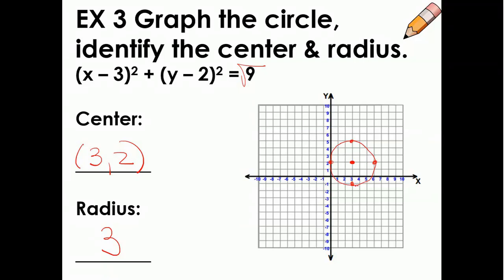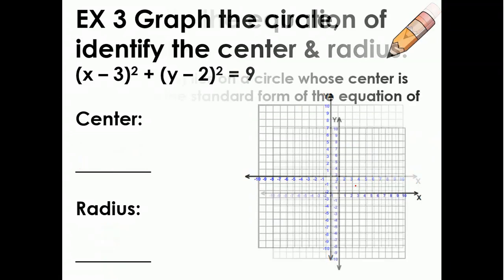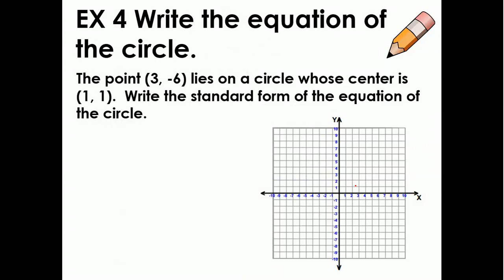And that is the equation, or the graph of my circle, at (3, 2) and my radius is 3. Now, what if you're given a point that lies on the circle and whose center is, let's say, (1, 1). We need to write the standard form of the circle. So if I start writing my equation out here, I know my center, right? I know the (1, 1). So I'll get (x - 1)² + (y - 1)² = my radius.